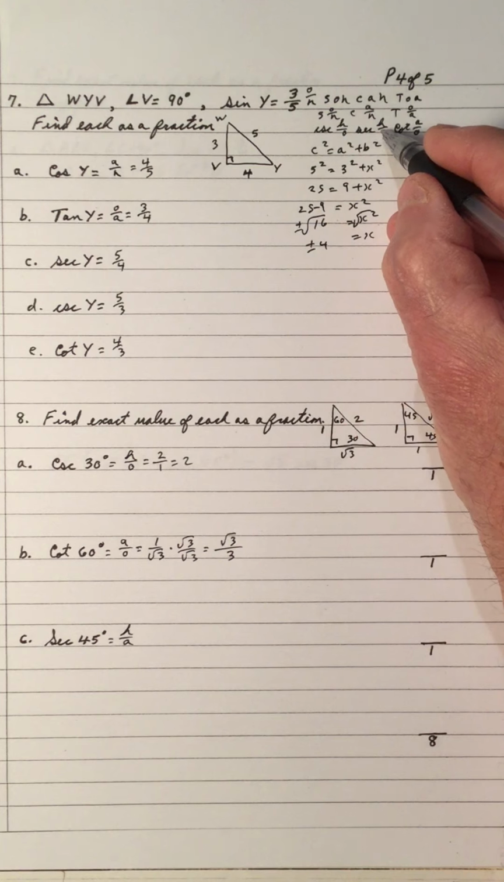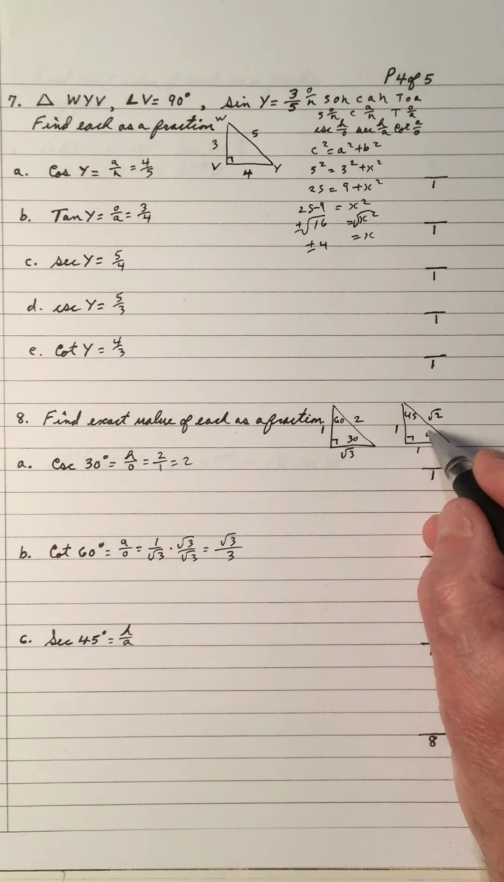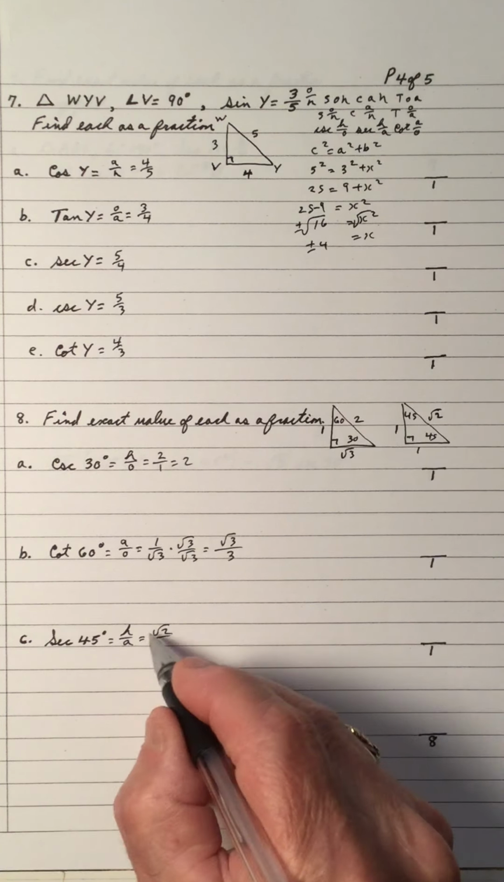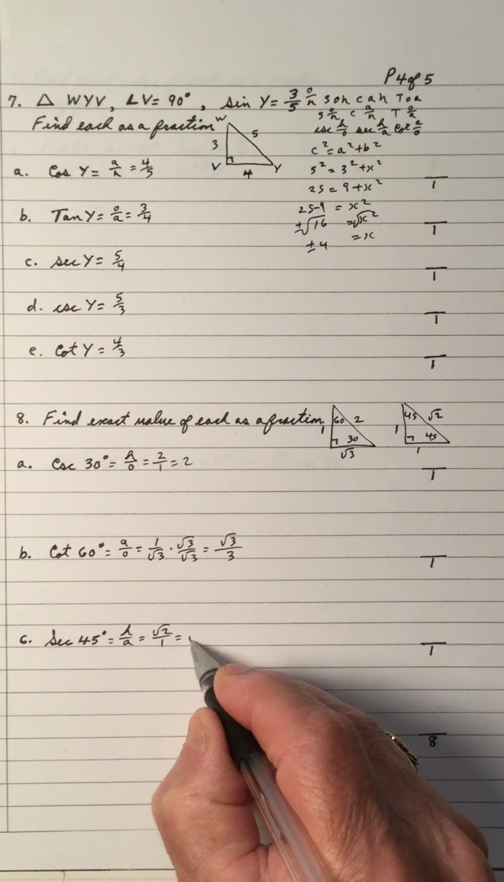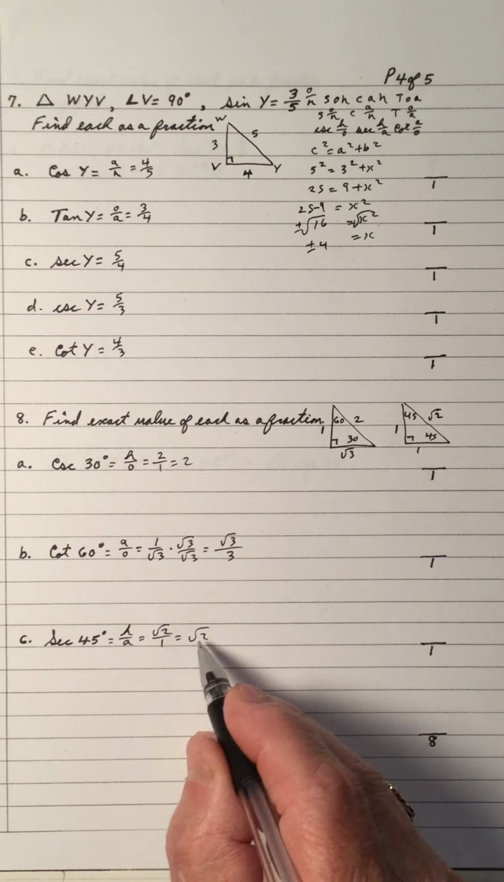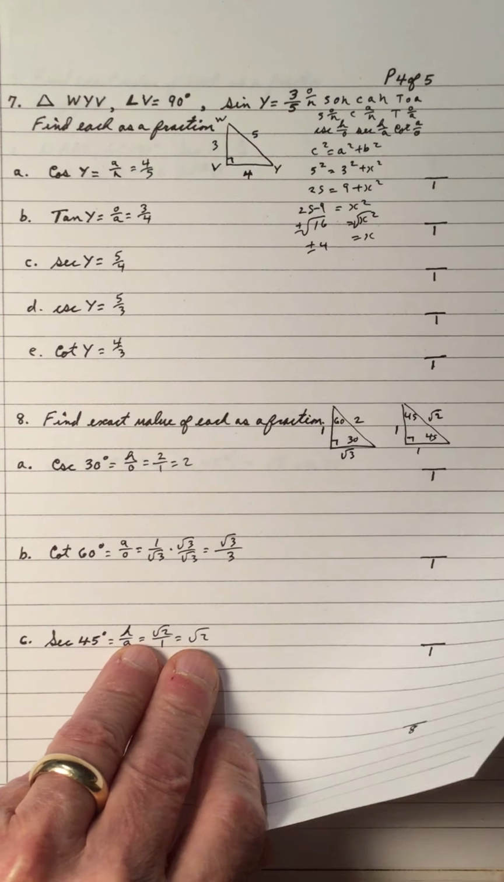And the secant is hypotenuse over adjacent. Notice how I have the triangle in front of me, so I refer to it. For 45, the hypotenuse is root 2. The adjacent and opposite are the same, so it makes no difference. Root 2 over 1 is just root 2. Give yourself a mark. Total up the page, it is out of 8.